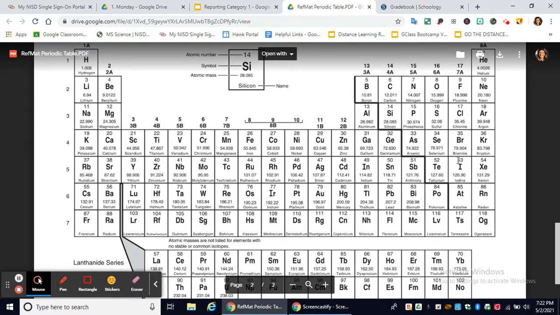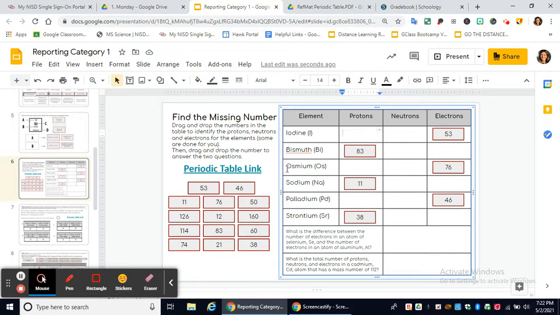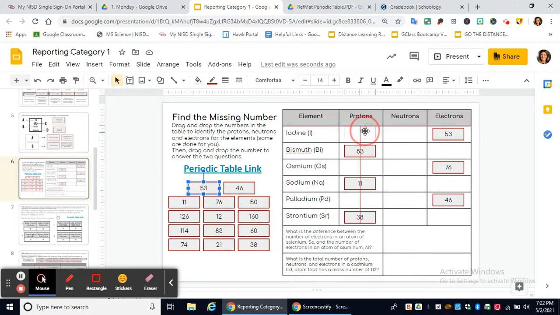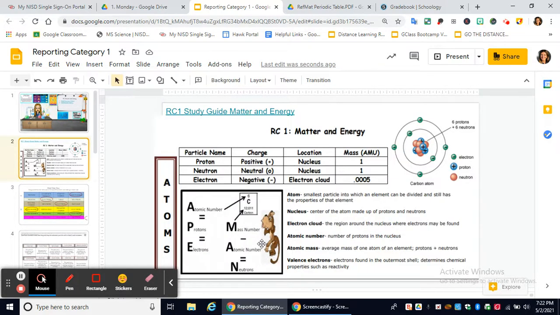Now, the atomic number, the number above the symbol, tells you how many protons and electrons you have. So let's go back over here. My number of protons is 53. Notice how it's the same as my electrons. That number tells you two things. Now, to find your neutrons, we're going to look at our ape-man strategy. Remember, to get the number of neutrons, you're going to take the mass number and subtract the atomic number to get your number of neutrons.